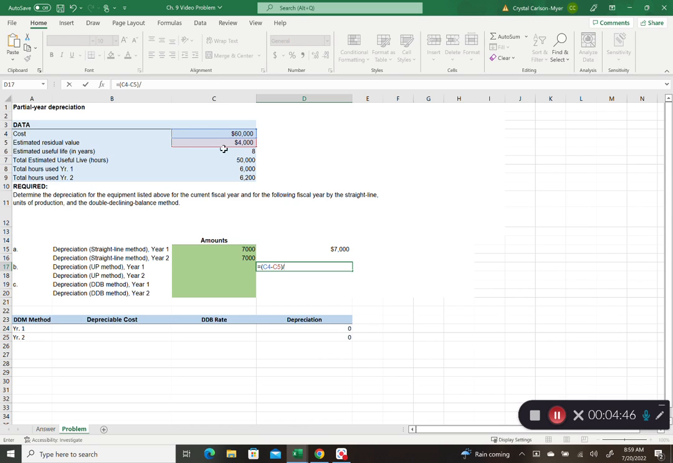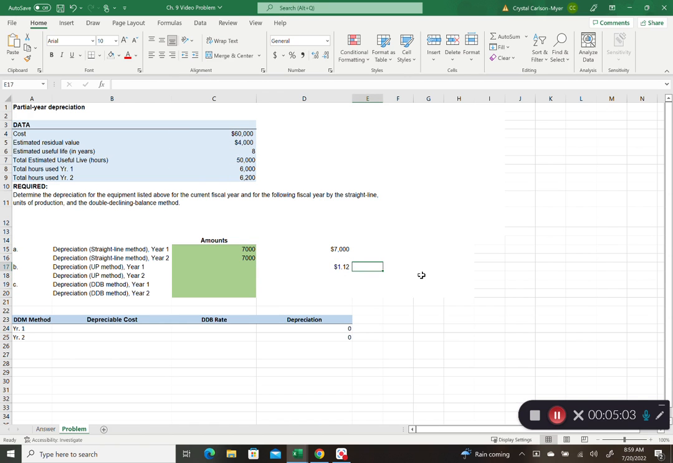So take this and divide it by the total hours that you expect to get out of this piece of equipment for the entire useful life. In this case, it's going to be the 60,000 minus 4,000, the residual value, divided by the 50,000 hours. That will give us the amount we're going to depreciate the asset per hour. So for every hour that we use this piece of equipment, we're going to depreciate it $1.12.